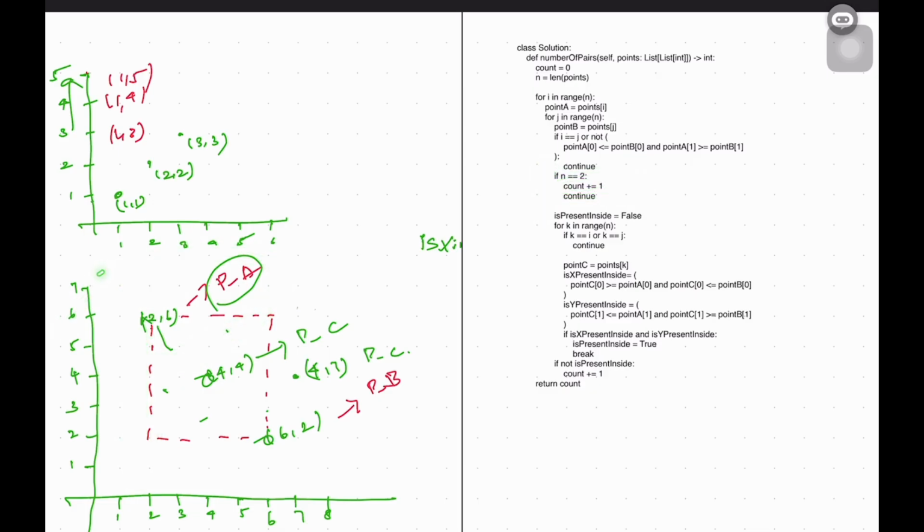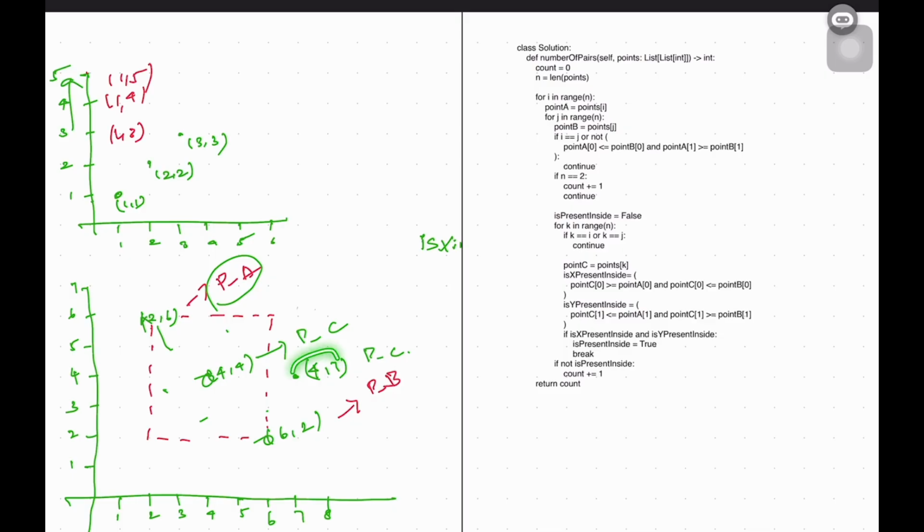because there are no other points lying in the 2D plane to verify whether they fall in between these 2 points. If not, then you can straight away add count plus equals 1, continue, the loop will get terminated and you will return the count. Or if not, you will be checking whether a point is present inside. Then you will have k in range here, and k should not be equal to i or j. Then we will be checking whether x is present inside or y is present inside. If both are present, then you set this boolean to true and break. If not, and a point is present inside only, we are adding the count.